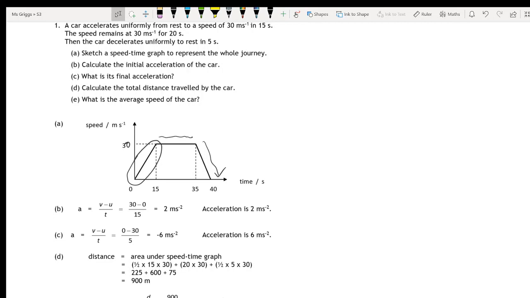C, the final acceleration. So we're looking at this part now, the end bit. The final speed goes down to 0. The initial speed is 30, and it takes 5 seconds to do that. So that comes to minus 6 meters per second squared.